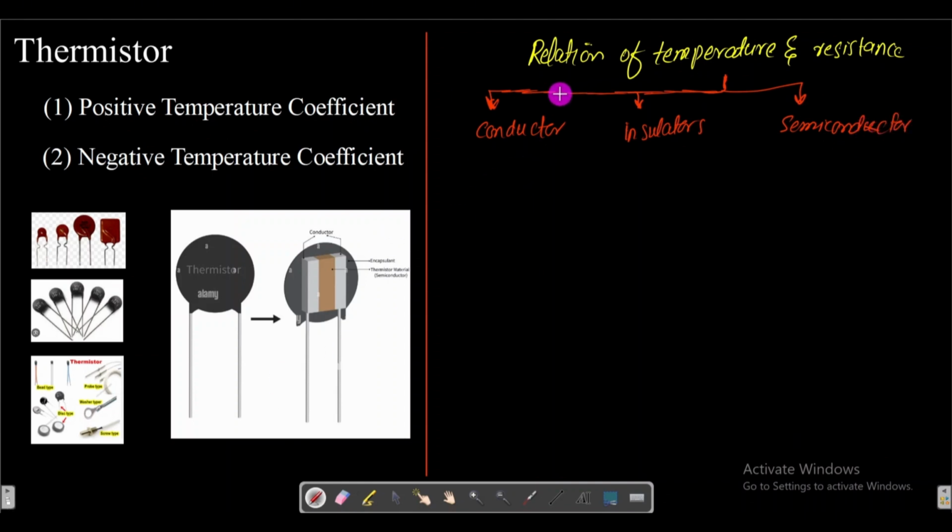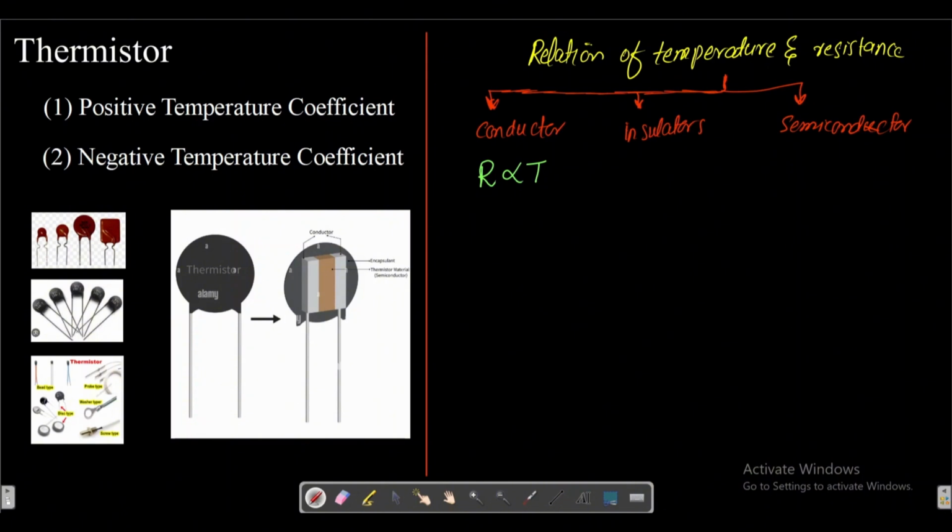So first we will see the relationship between the temperature and resistance, and such type of relation we discussed in the previous videos. So here is the direct relation between the resistance and temperature. So R is directly proportional to temperature.